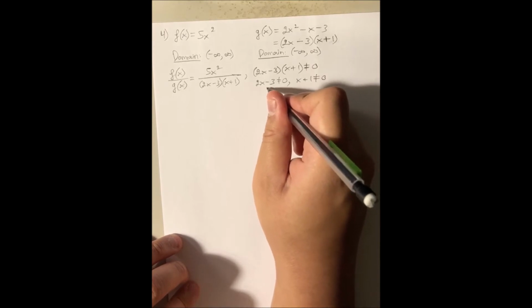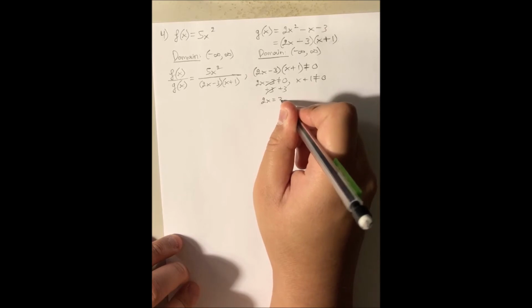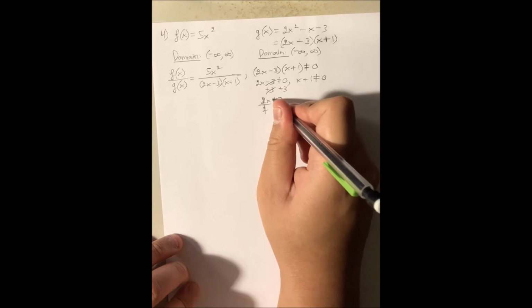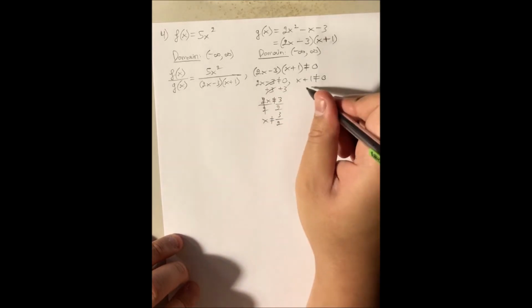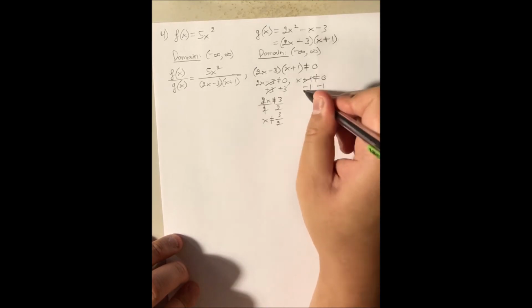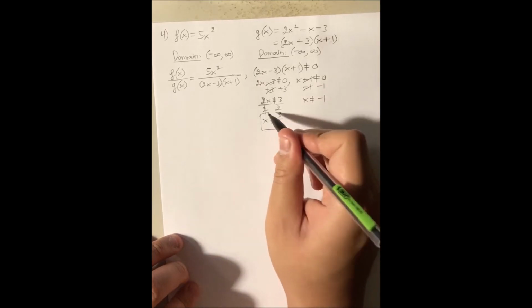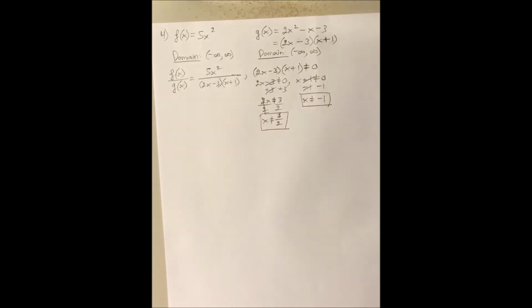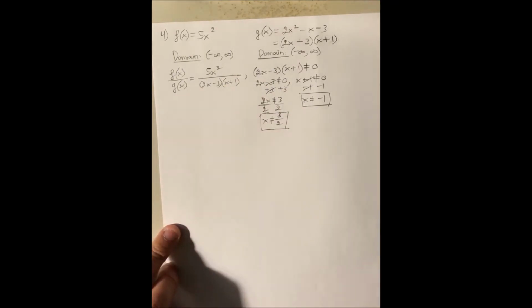And of course, if we add 3 right here, we're going to have 2x equal to 3. Solve for x by dividing both sides by 2. We have x cannot be equal to 3 over 2. Solving for x here by subtracting 1 from both sides, we get x cannot be equal to negative 1. So these are the restrictions of this quotient. And of course, we don't have any restrictions from the domain of f and g, so we're good on that.